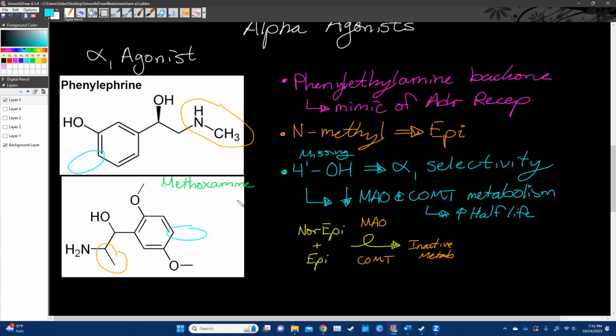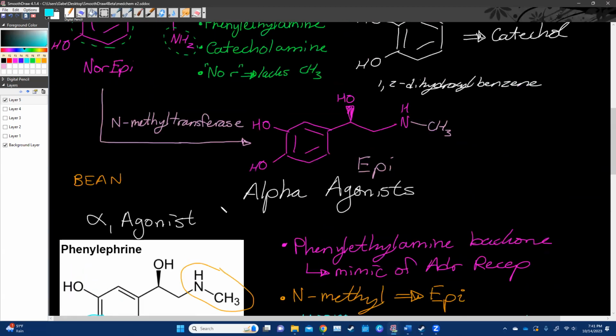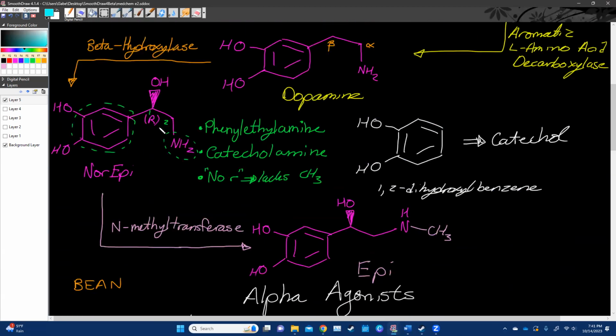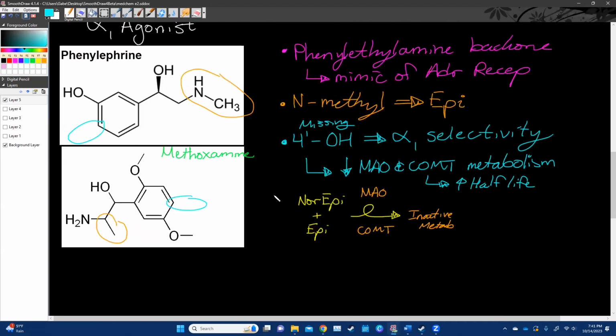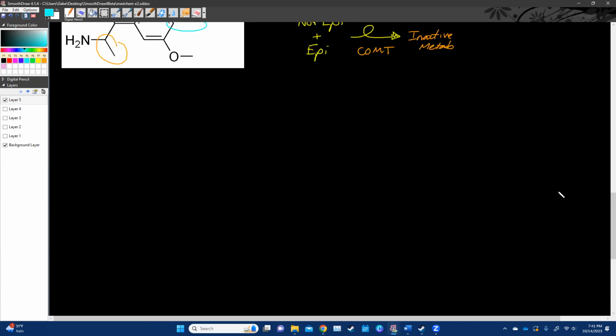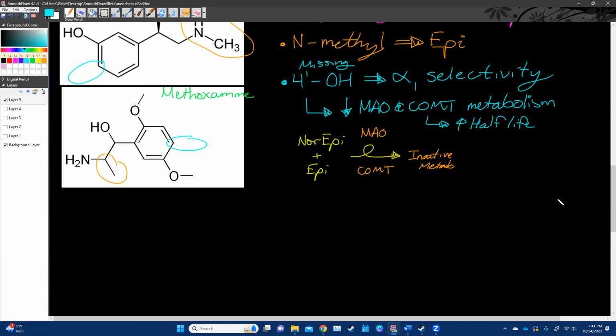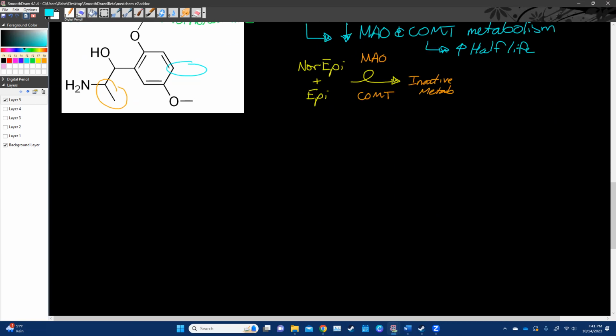Exactly. So as it turns out, in order to fit into MAO and COMT, you need to have both of these OHs to help coordinate the correct positioning of the catecholamine. And if you don't have both, then you end up decreasing metabolism. It can still go in there, but it's going to take a while. Takes way more time.